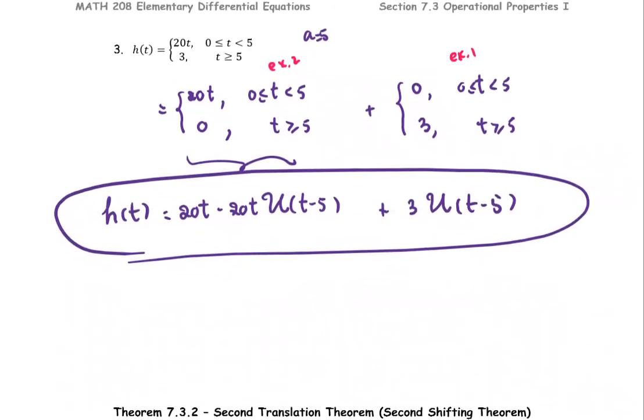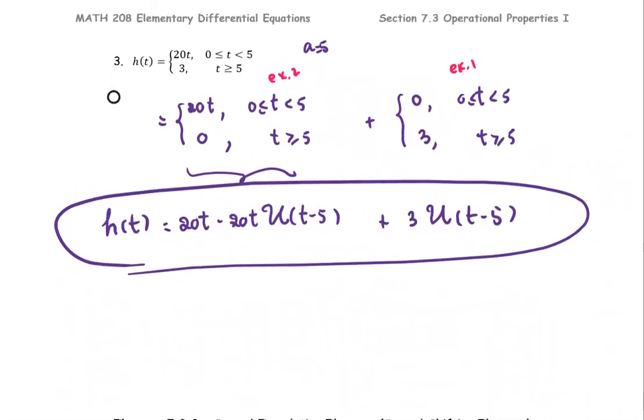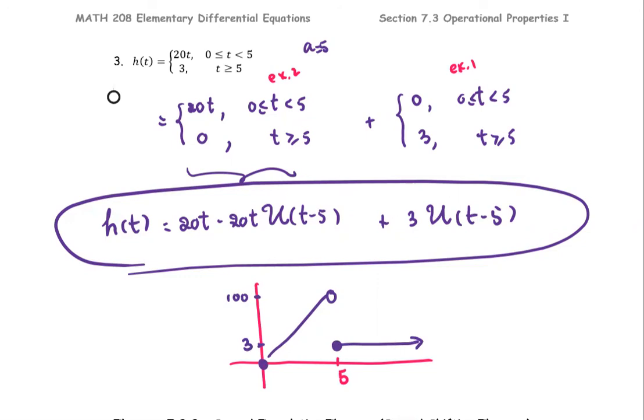And then we're going to sketch the graph of this function h(t). Between 0 and 5, including 0, it goes with the graph of the function 20t, or the line with slope 20. And then for t greater than or equal to 5, it goes with the function value 3. So now we get the graph of the function h(t).